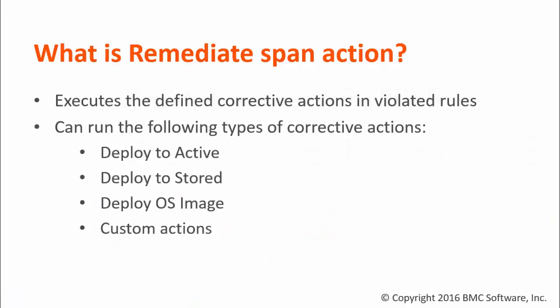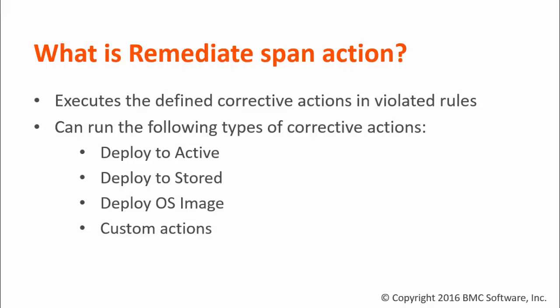Starting with version 8.9, you can associate a rule with a corrective action that can perform multiple types of span actions. A Remediate span action executes the corrective actions that are defined in violated rules. When you choose a remediating configuration, the span actions, such as deploy to active and deploy to stored, can run only the deploy to active or deploy to stored corrective actions.